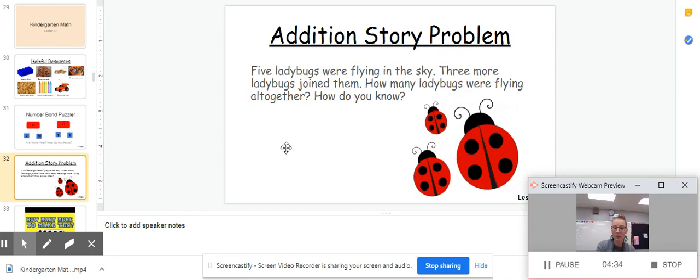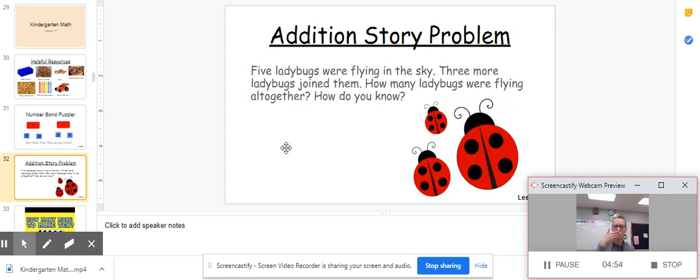So I'm going to start with 5. Well, you know what I have 5 of right here in front of me? My fingers. So I have 5 ladybugs and 3 more joined them. 1, 2, 3. How many ladybugs are there all together? 5, 6, 7, 8. There were 8 ladybugs. Did you get 8 as your answer?